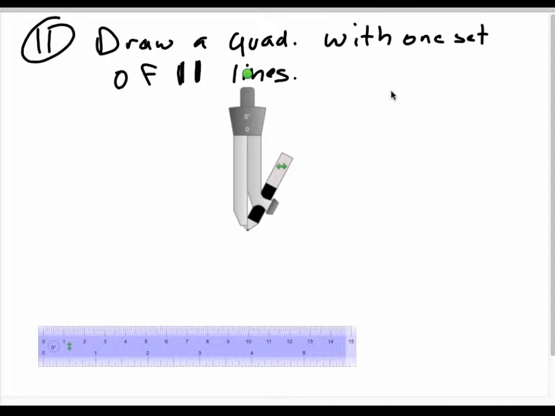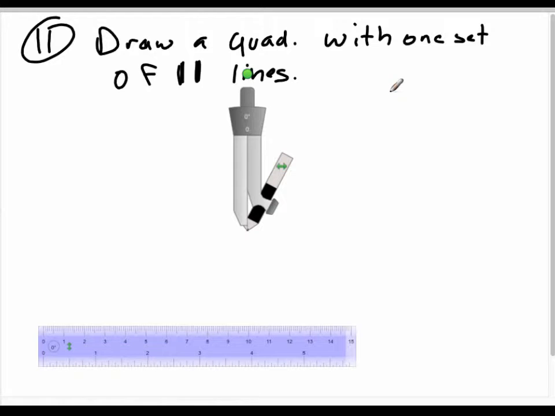Okay, for problem number 11, we're asked to draw a quadrilateral with one set of parallel lines. Now, I actually did this in the notes with the parallelogram. Ironically, I went astray from the notes in the book, which actually does this exact same thing. This section is on drawing parallel lines.